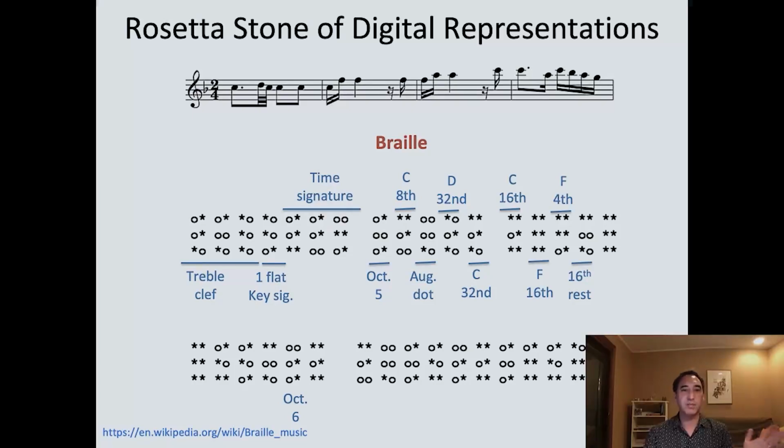And so there's, interestingly, we can usually get both the note and the duration into a 6-dot segment, which would represent 6 bits or less than a byte. So it's a very efficient encoding that makes reading music with your fingers very fast.